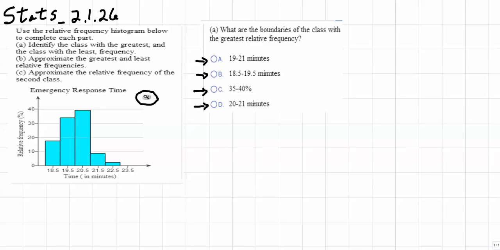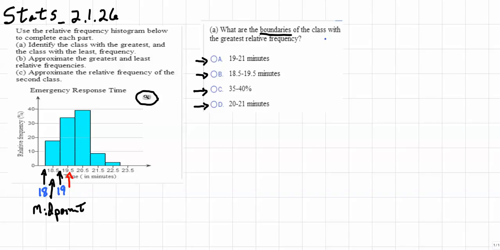Now, when I talk about the boundaries, what we're looking at are the lower limit and the upper limit of each class. This right here, the 18.5 for this one, is the midpoint. And since the next midpoint would be 19.5, it would follow that this right here would have to be 20. That would have to be 19. And then below that, this would have to be 18. So that would be the class from 18 to 19.